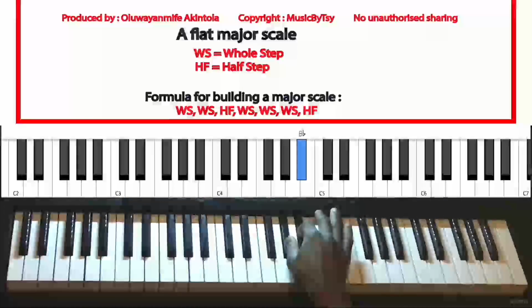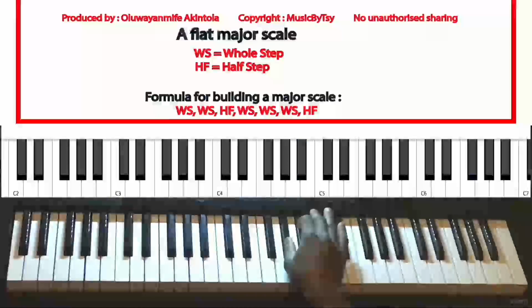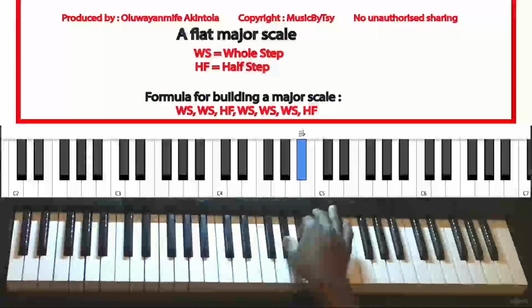Now moving from one key to another key and skipping a key in between, for example moving from the key of A flat to the key of B flat, I've skipped the key of A in between. Well, this type of movement is known as moving by a whole step. So when you move from one key to another key and you skip a key in between, this means that you've moved by a whole step.